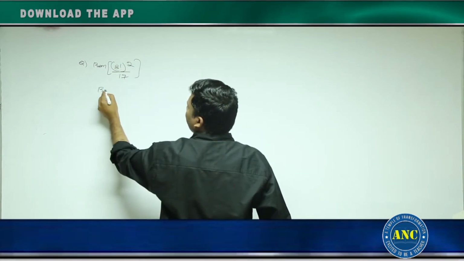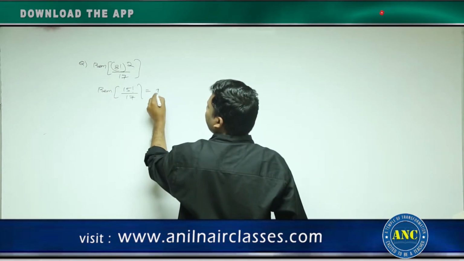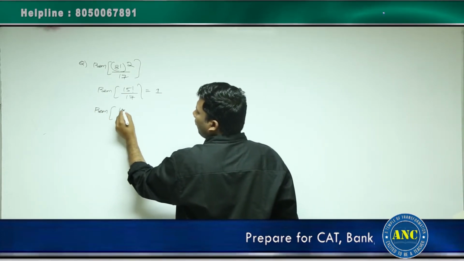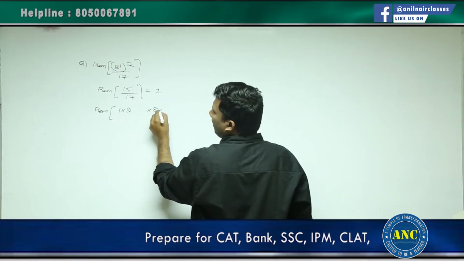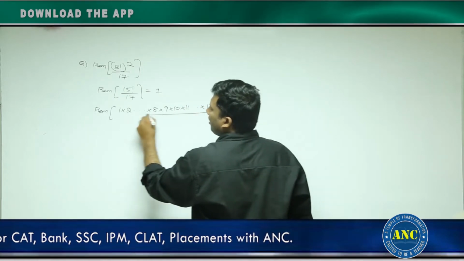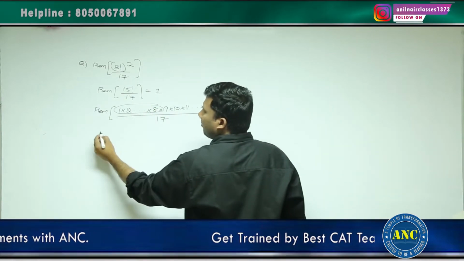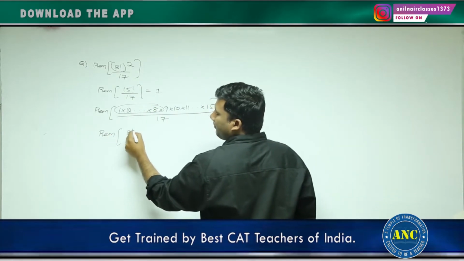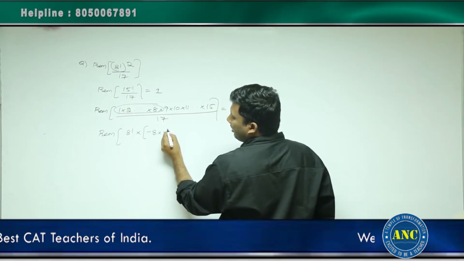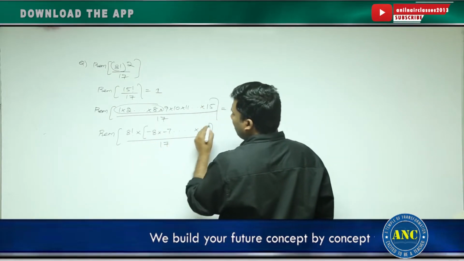So this will be 15 factorial divided by 17 is 1. 15 factorial will be 1 into 2 and so on up to 8, 9, 10, 11 and so on up to 15, divided by 17. It is 1. This entire number is 8 factorial. 9 by 17: 17 ones are 17. Minus 8, minus 7 till minus 2 divided by 17. It is 1.